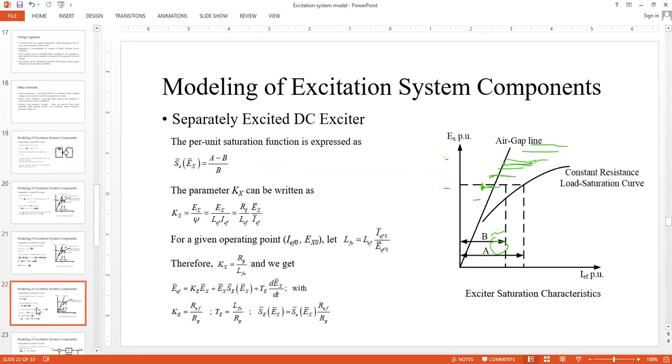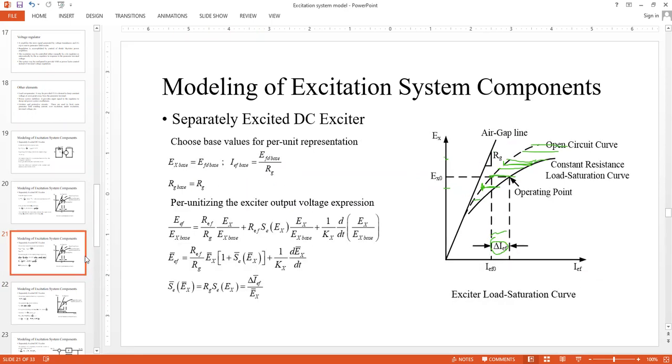Sir, how is RG calculated from the open circuit characteristic? It is very easy. Simply take Y upon X. On the OCC curve, sir, right? No, it's not calculated from the OCC actually. It is calculated from this air gap line.